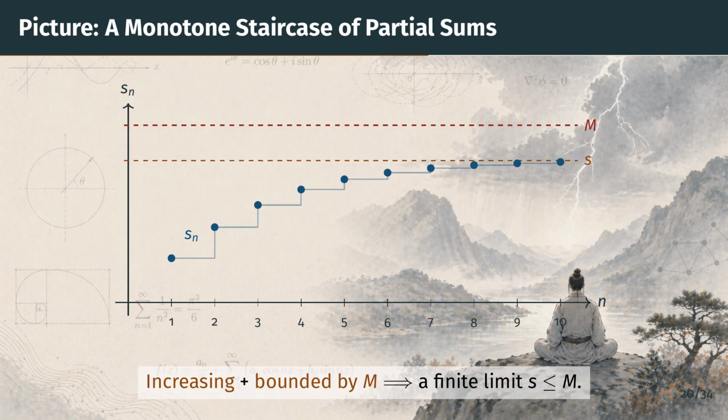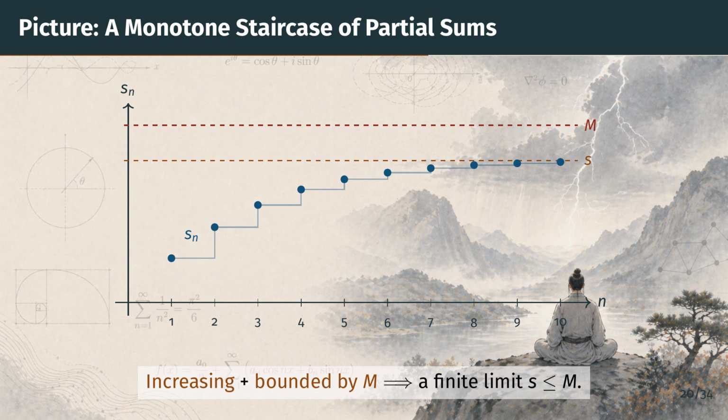Here's the picture behind Theorem 3.24. The horizontal axis is the index n, marked with ticks at the whole numbers 1 through 10, to remind us that we are looking at a sequence, not a continuous function. The vertical axis is the value of the partial sum s sub n. The blue dots are the partial sums of a non-negative series, and the faint blue steps connecting them sketch the staircase shape. Because every term added is non-negative, each blue dot sits at or above the previous one, so the staircase only rises or holds steady, never falling.